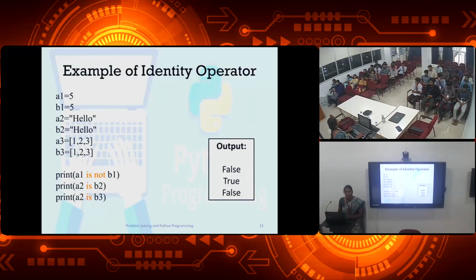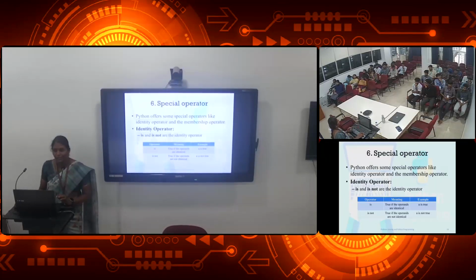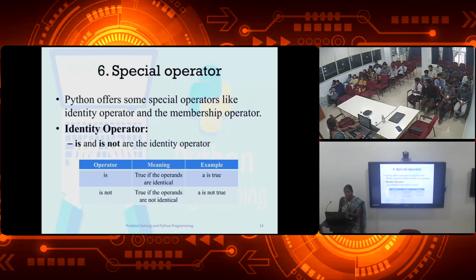here a1 equal to 5, b1 equal to 5. We can check both, a1 is b1, which is similar to the equal to comparison operator. A1 is b1 means both a1 and b1 are the same. Is not means a1 is not b1. This is a special operator which is used in the Python language. So is and is not, this is a special operator. We can call it an identity operator.